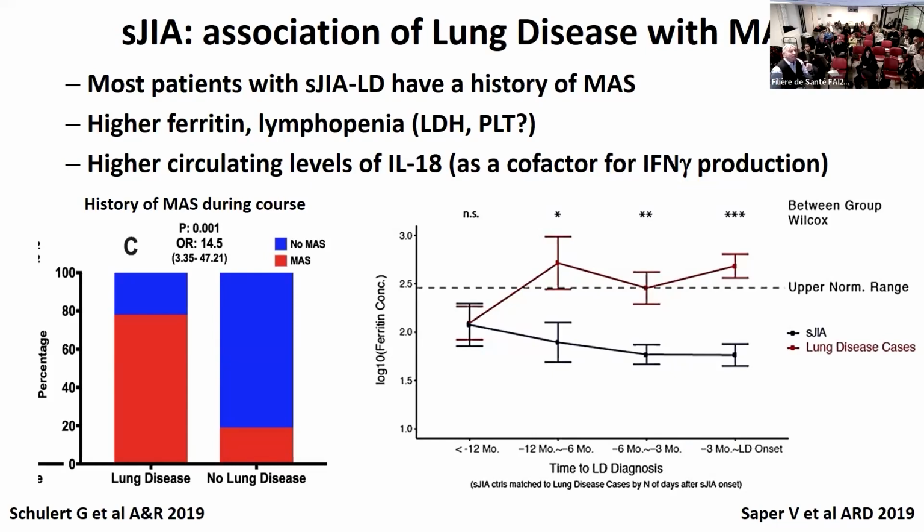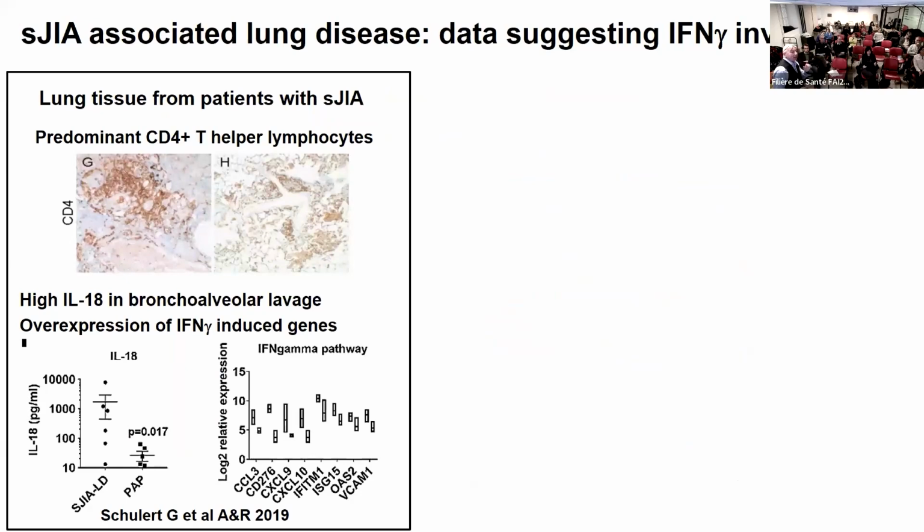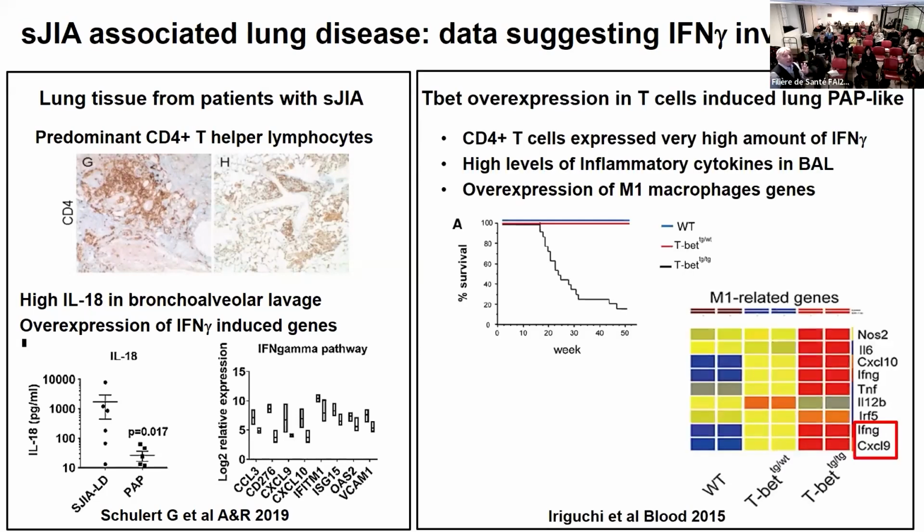Most patients with this lung disease have a history of MAS. They have higher ferritin during the course of the disease, and they may have very high levels of IL-18, markedly high. In the lung there is an infiltrate predominantly of CD4 T cells in the interstitium, together with accumulation in the alveolar space, alveolar proteinosis essentially. IL-18 is very high in the BAL, and genes induced by interferon gamma are very high in the tissue of these patients. Again, suggesting that CD4 T cells overexpressing interferon gamma may be important.